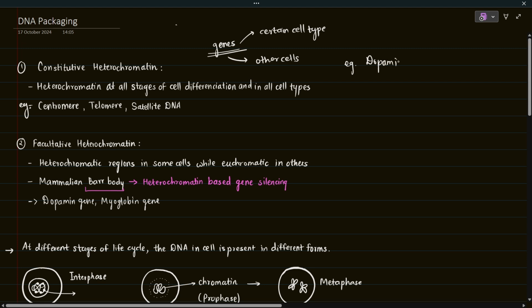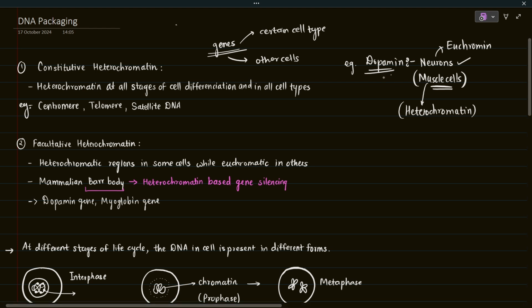For example, dopamine. This dopamine is a neurotransmitter. The gene producing the dopamine neurotransmitter is required in neurons, right? But it is not required by muscle cells. So this gene will be active in neurons and it will be silenced in muscle cells. For silencing in muscle cells, it is heterochromatinized. It is in the form of heterochromatin in the muscle cells, while it is in the form of euchromatin in the neuronal cells, right? Such type of chromatin is known as facultative heterochromatin.